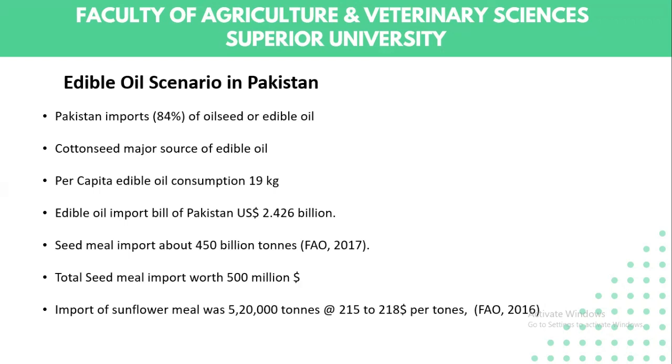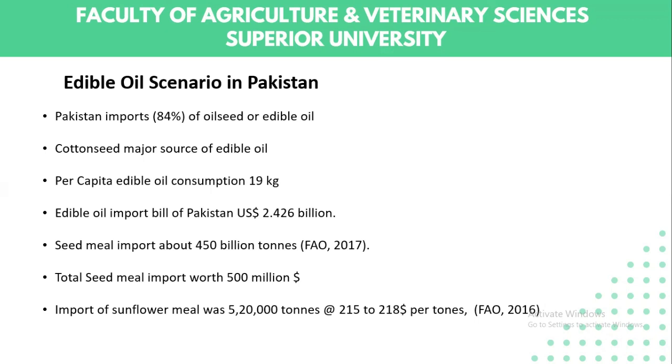In Pakistan, cotton seed was a major source of edible oil. Now we have two groups. In the winter, we grow Helianthus and Napus. They also provide us the oil that we do not use for cooking purposes. So in Pakistan, the per capita consumption is about 19 kg. Every person eats about 19 kg of oil every year in Pakistan.